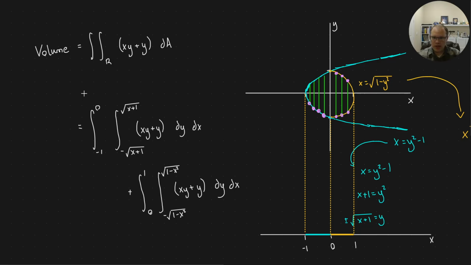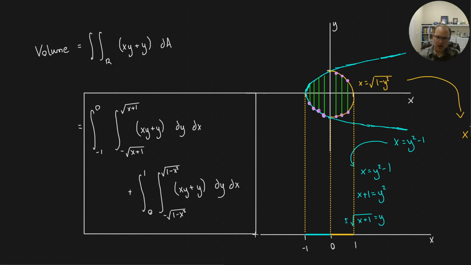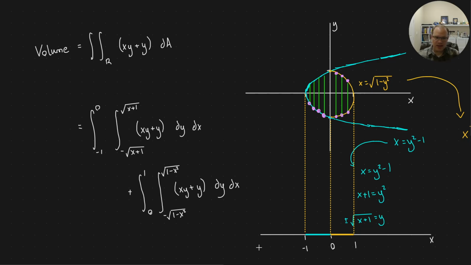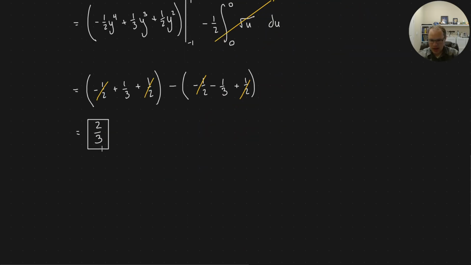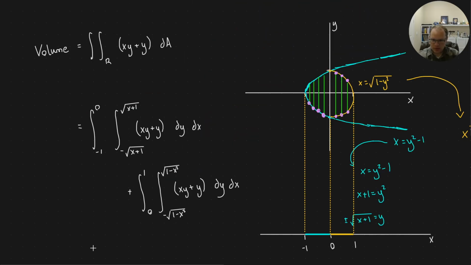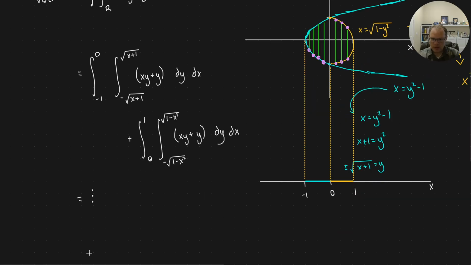So we could find the volume by doing two double integrals here. And we would get the exact same answer, by the way. I won't actually do all the integration here, but we would get 2/3.